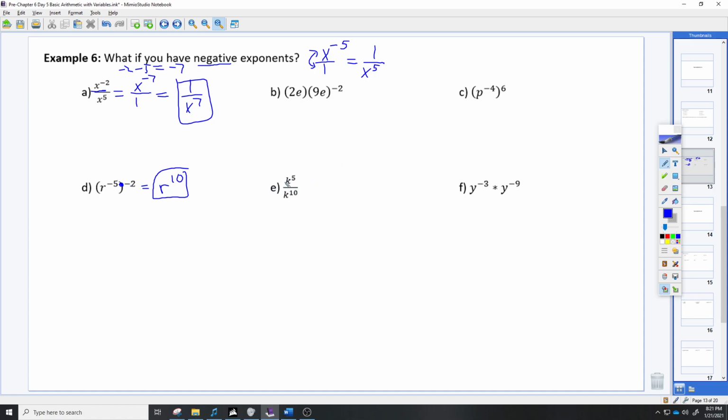All right, how about E? K to the 5th over K to the 10th. Since you have division, we subtract. So this would be 5 minus 10, right? So off to the side, you can think about what's 5 minus 10? That would be negative 5. So that's kind of ugly. So this means we have K to the negative 5th power over 1. And again, we have to flip them around. So it's 1 over K to the positive 5 as your final answer.